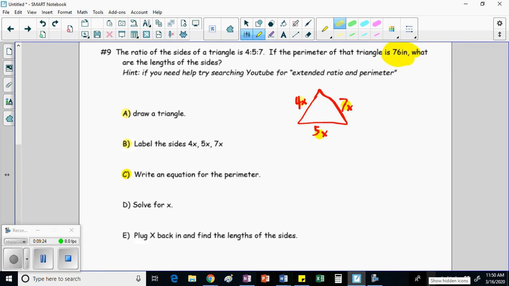When you do that, then the last step here is we're going to plug that back in. So this answer that you get for x here, you're going to plug it back in and do 4 times that number, 5 times that number, and 7 times that number. If you do that right, one of them comes out to a nice number, and the other 2 come out to a decimal. But that will tell us the actual lengths of these sides. If you want to check to see if you have it right, take your 3 side lengths, add them up. They should add back up to 76.